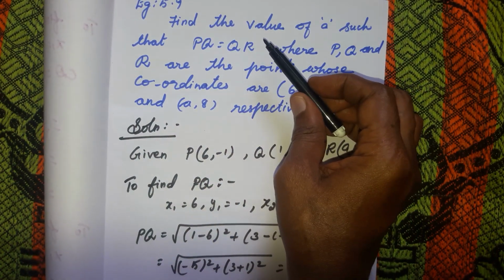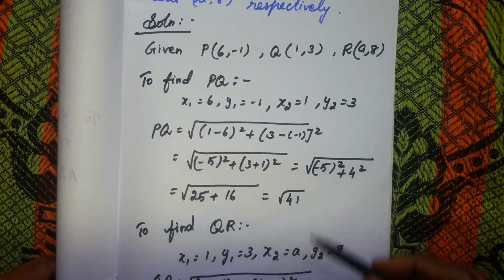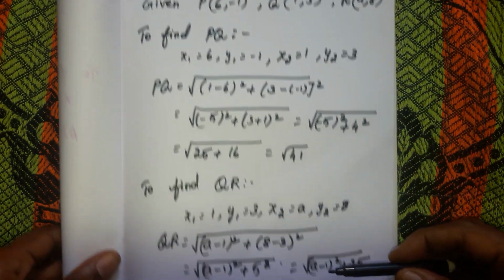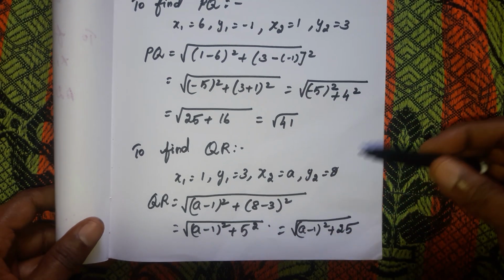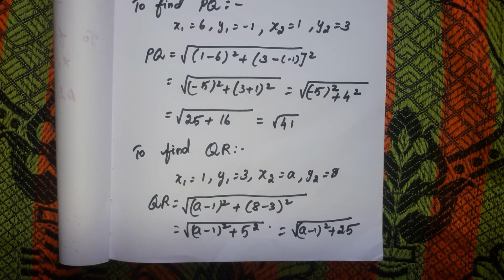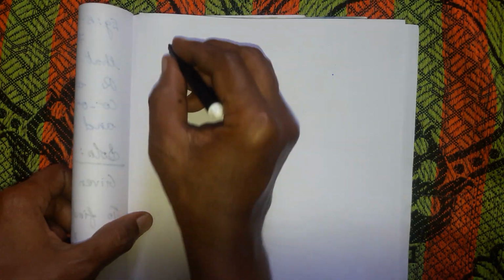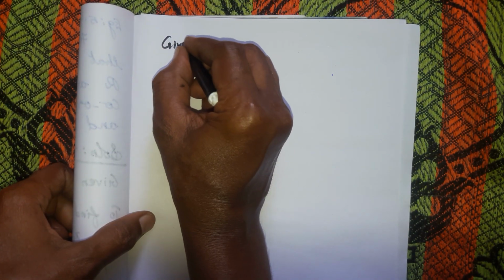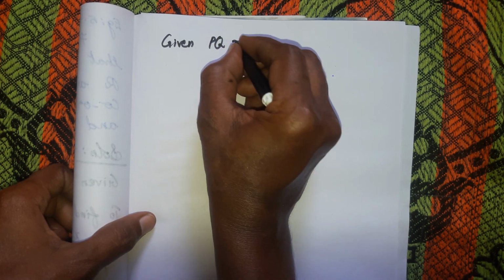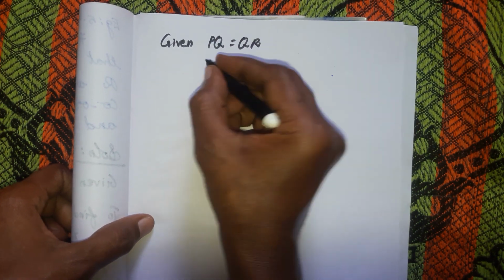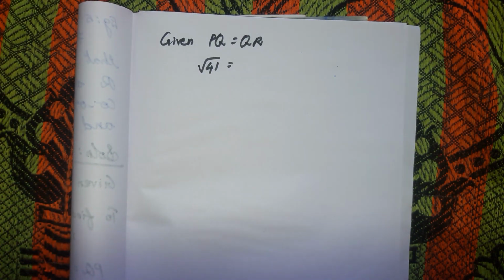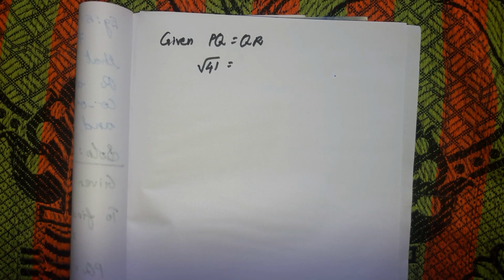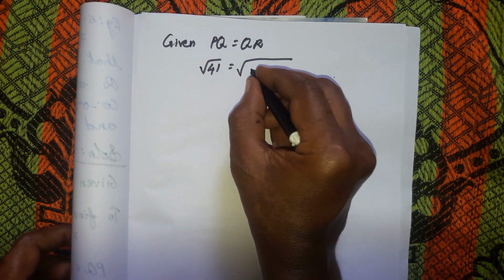PQ is equal to QR. We can equate these two. So we can equate PQ and QR. Clear? Next, given PQ is equal to QR. PQ value is root 41, which is equal to QR. What is QR? QR is root of (a minus 1) the whole square plus 25.